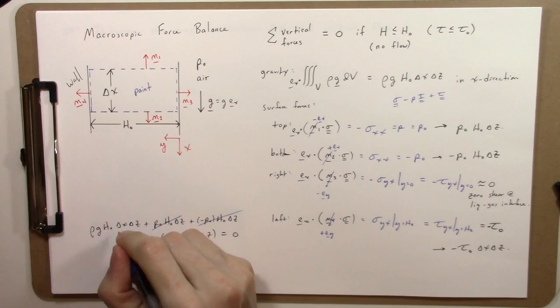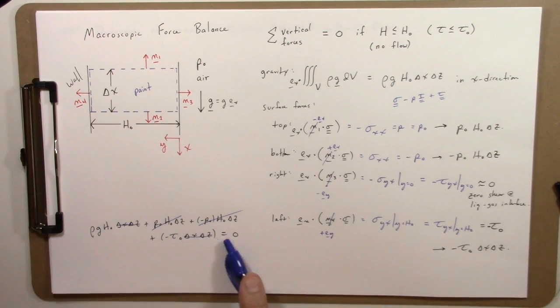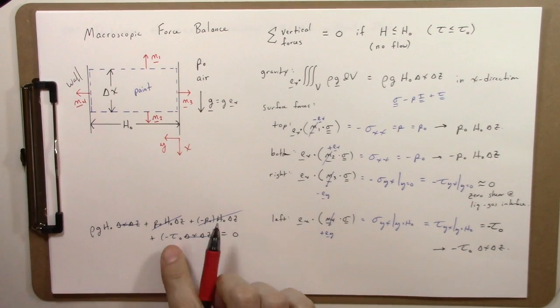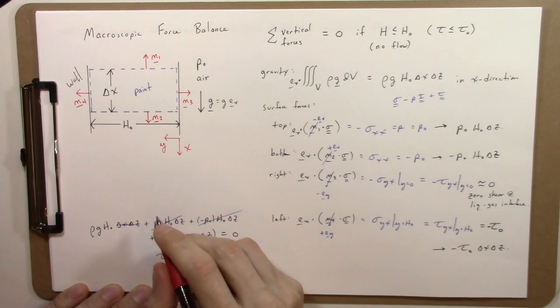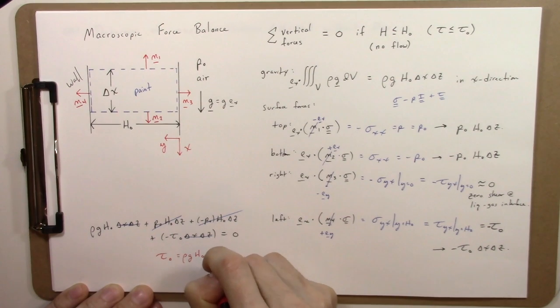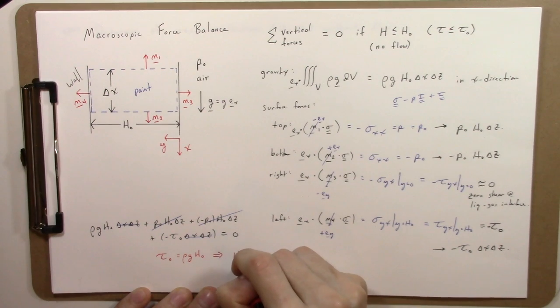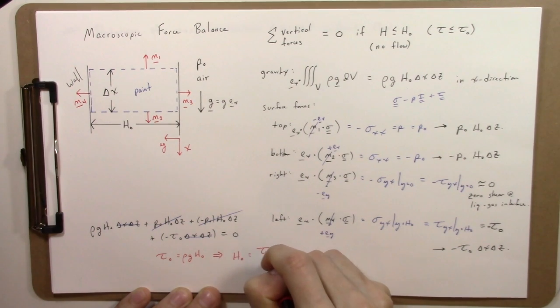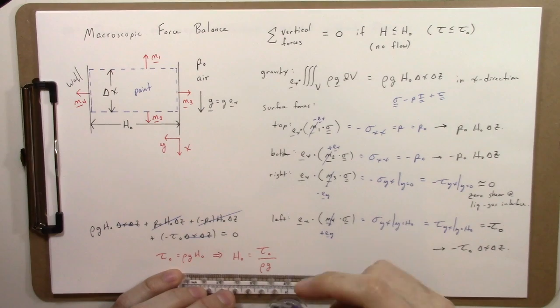We can divide by delta x delta z. We can bring tau naught to the other side, divide by rho g, or vice versa, we can just solve for tau naught. That's what we want. So the critical stress tau naught is equal to rho g h naught. In other words, the maximum film thickness where there's no flow, h naught, is equal to tau naught divided by rho g. It's a very simple result.